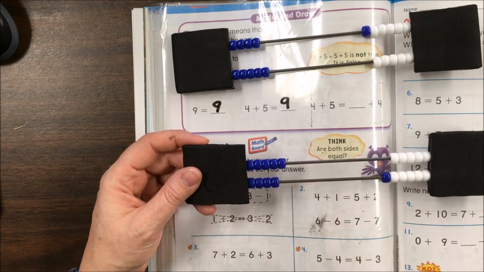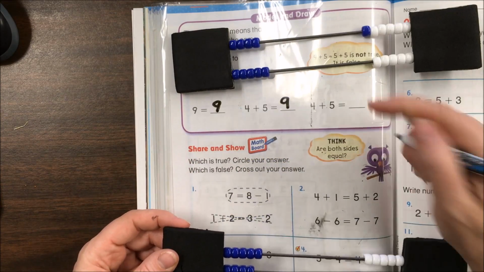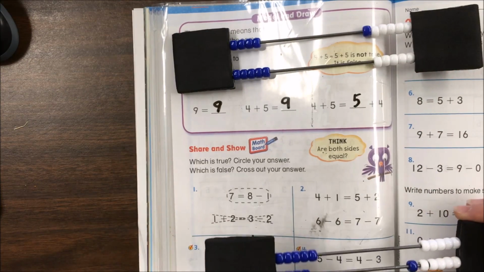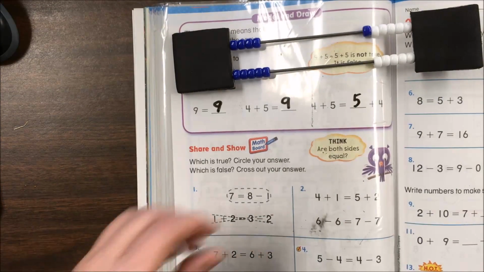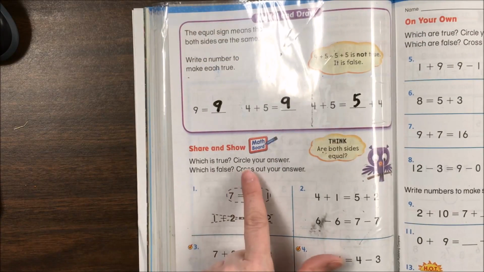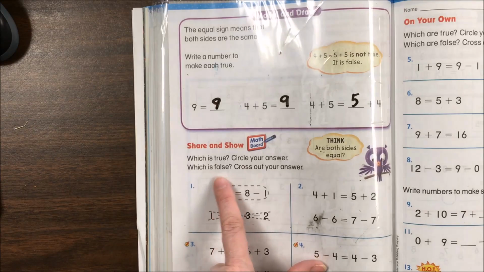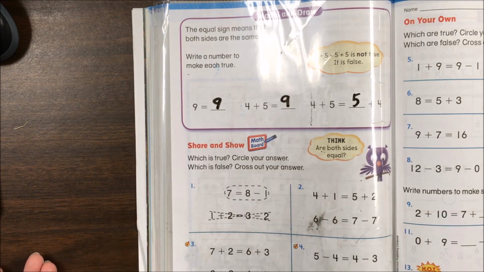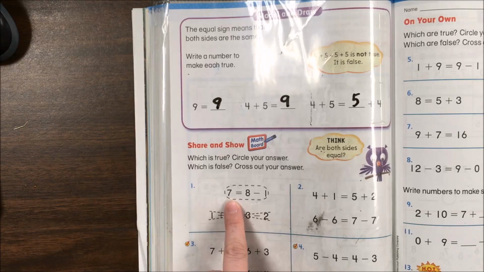How many did we pull up over here? 5. 4 plus 5 is equal to 5 plus 4, or is the same as 5 plus 4. Now, down here it says, which is true? Circle your answer. Which is false? Cross out your answer. So some of these, they have the right answer, and some of these, they got it totally wrong. So we're going to circle the ones that are right and cross out the ones that are wrong.